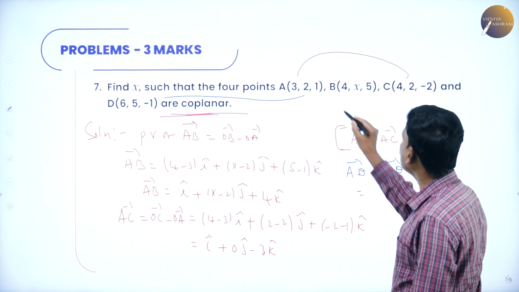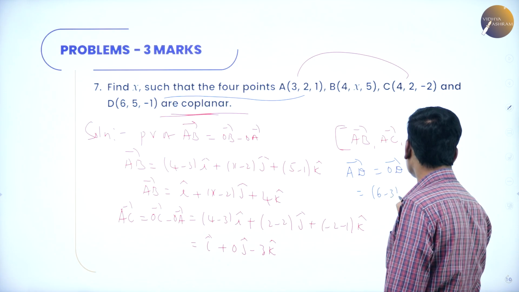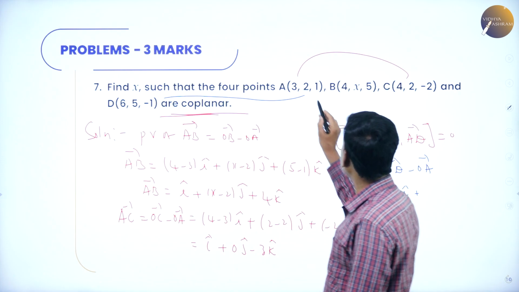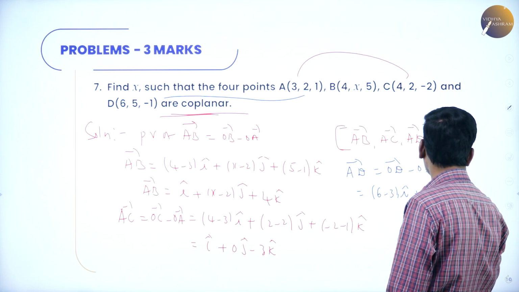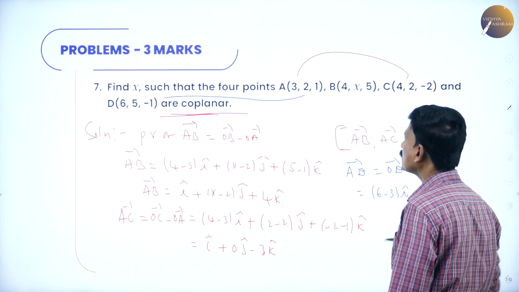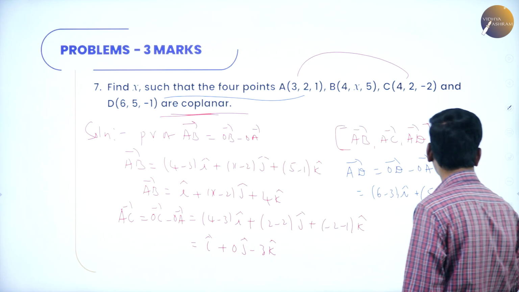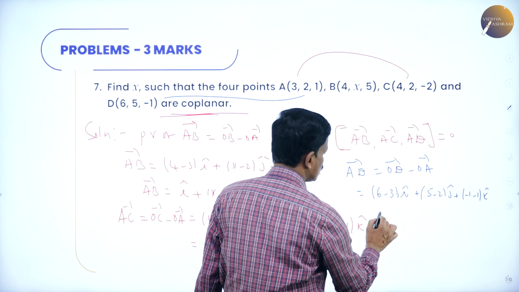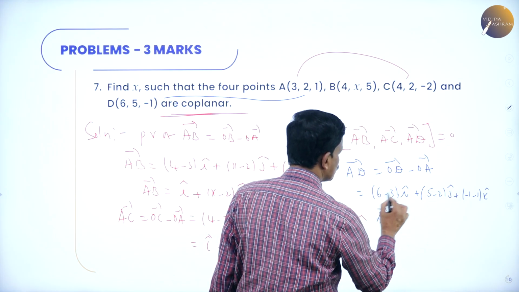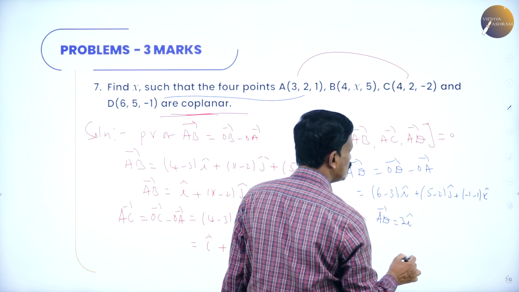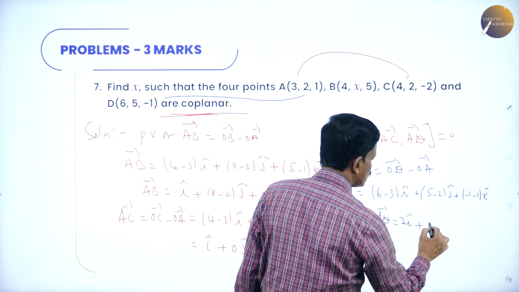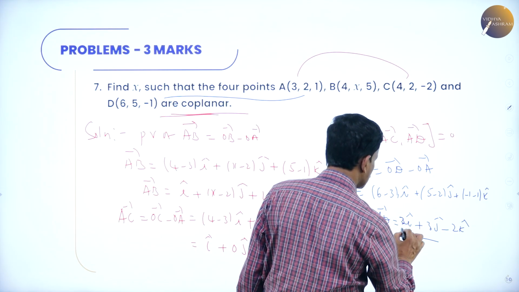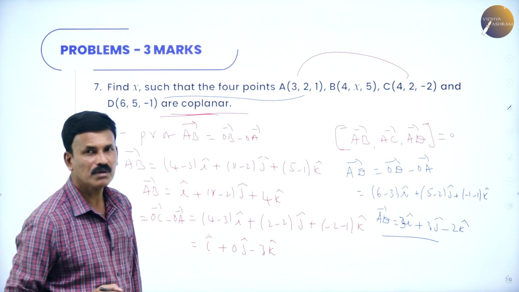OD is 6 minus 3 into I plus 5 minus 2 into J plus minus 1 into K. So this can be written as vector AD is equal to 6 minus 3 is 3I, 5 minus 2 is 3J, minus 2K. This is AD: 3I plus 3J minus 2K.